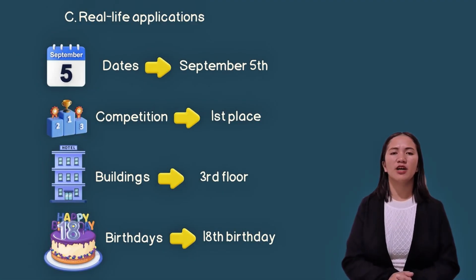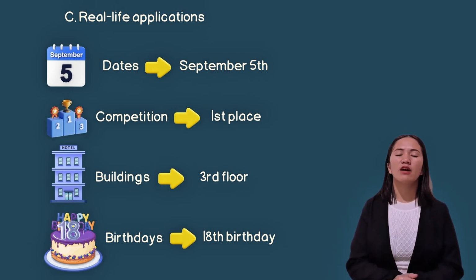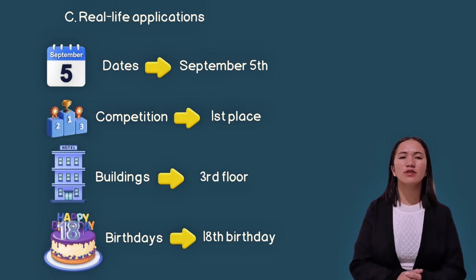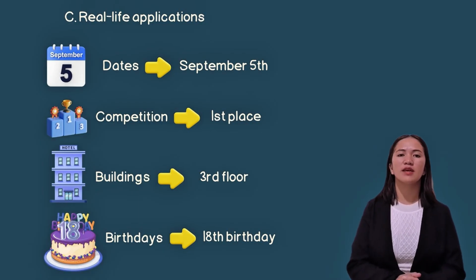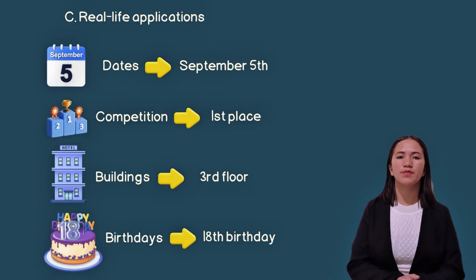Ordinal numbers are not just for school. They are also used in our daily lives. In our lives, we use ordinal numbers in the following examples. First, we use ordinal numbers in dates. For example, September 5th. This means the 5th day of September.